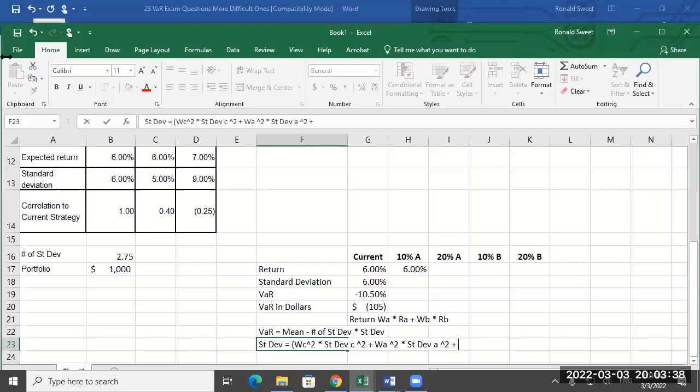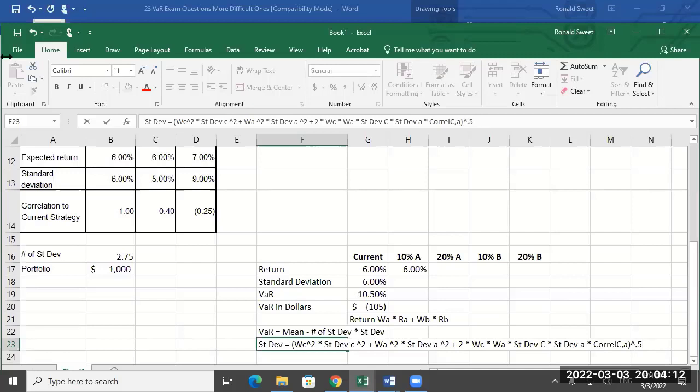Anybody gonna know the rest of it? Plus 2 times weight of C times weight of A, times standard deviation of C times standard deviation of A, times, well, one last, someone give me the last number. There's only one last number left. Correlation. Correlation, thank you, Chad. Correlation of C to A. And then what's the last thing we do? Take the square root of that.